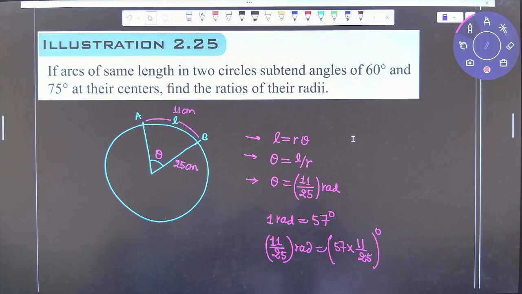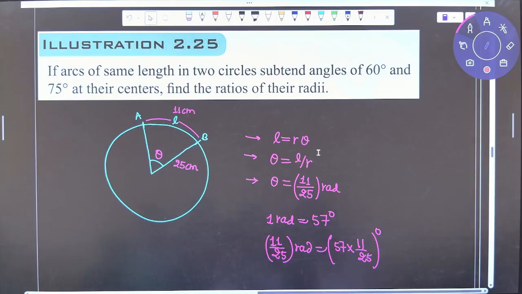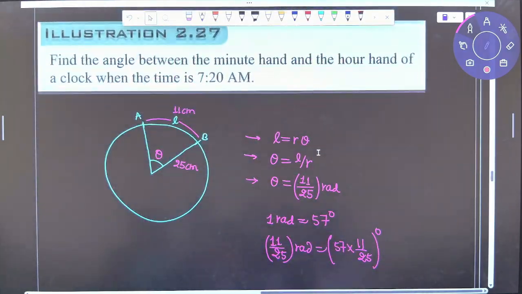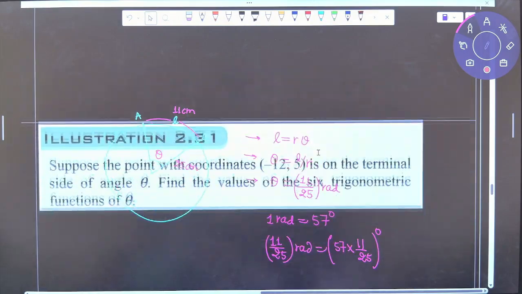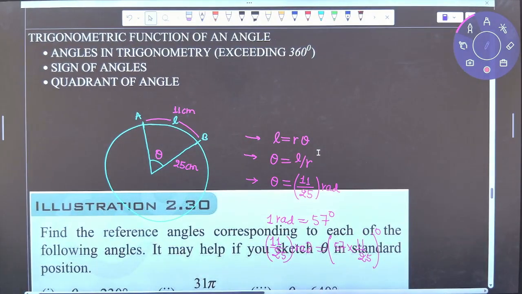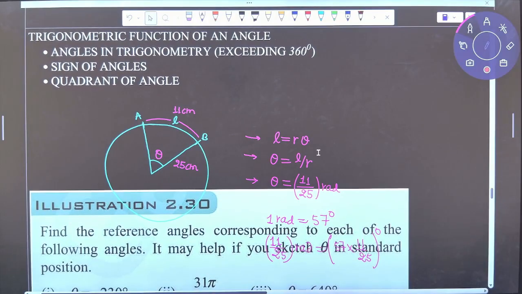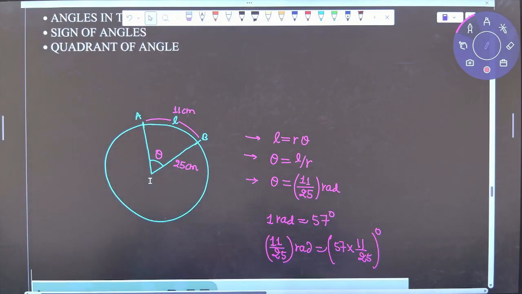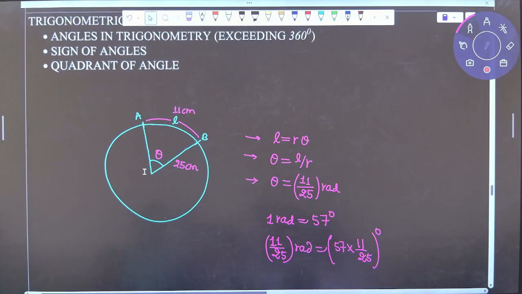Next question. Now these are all questions you can do by yourself. Okay, next topic. Write down now.